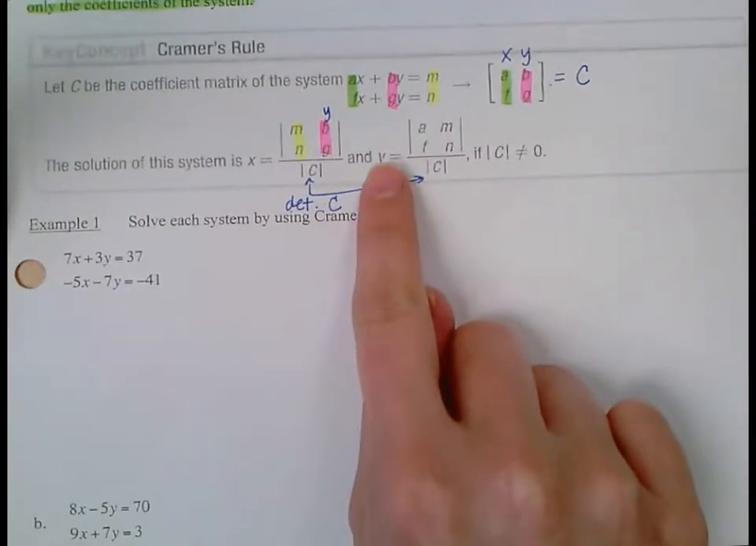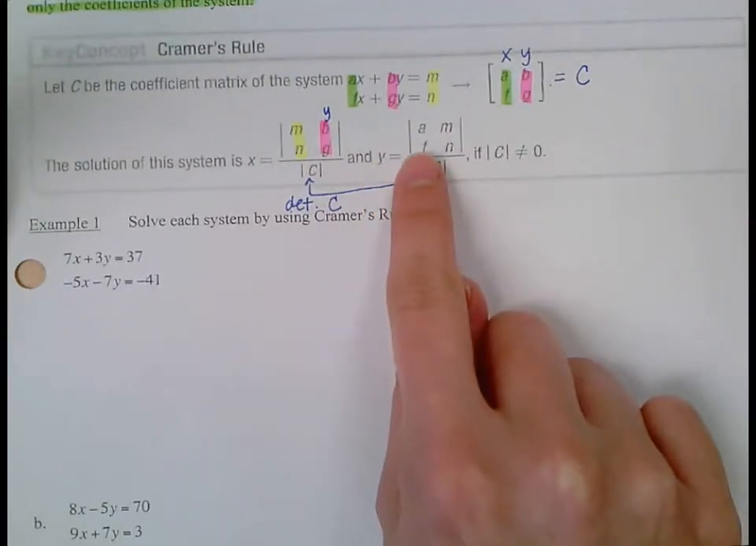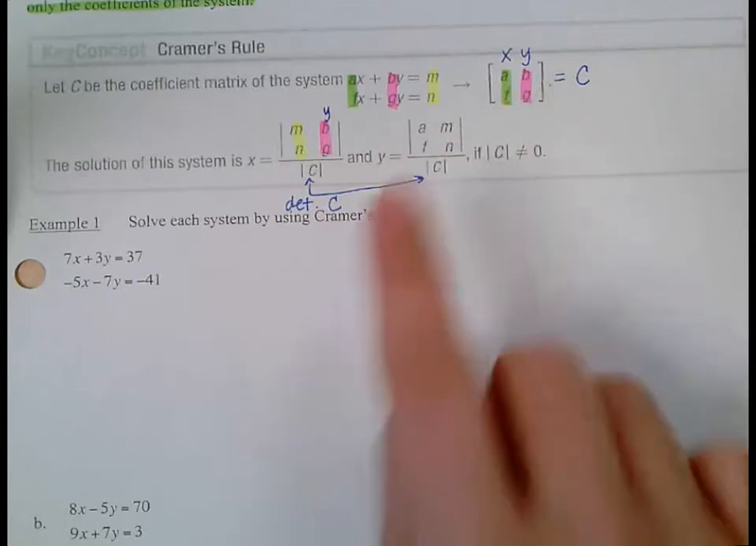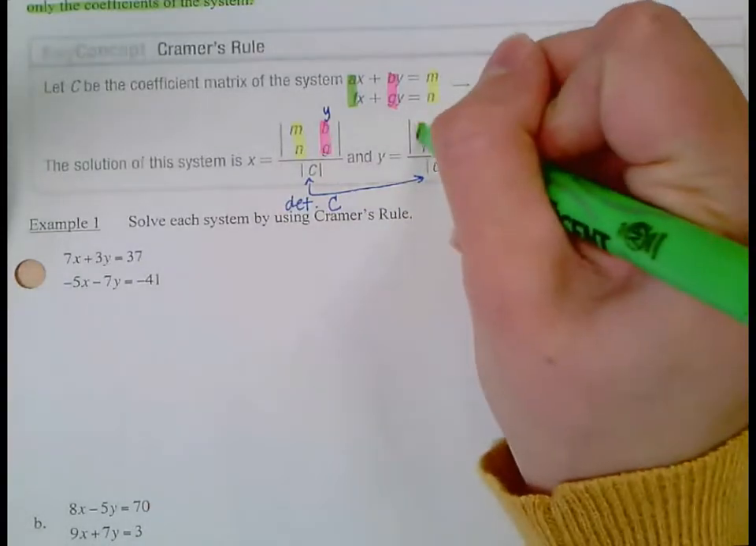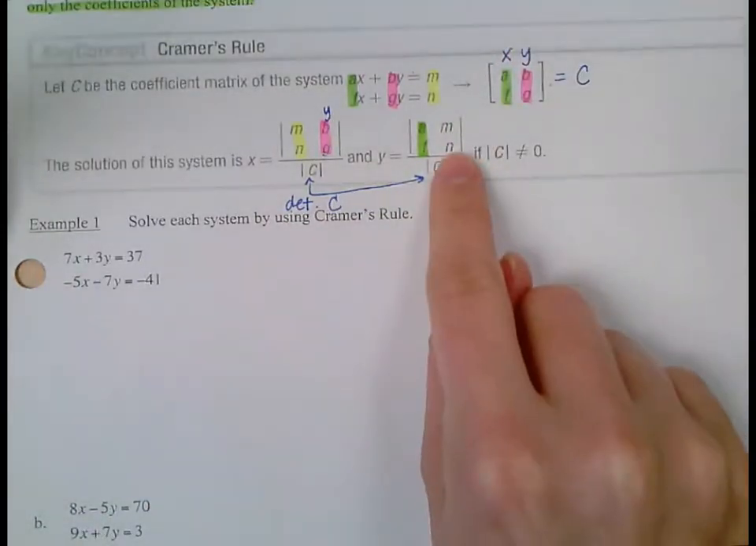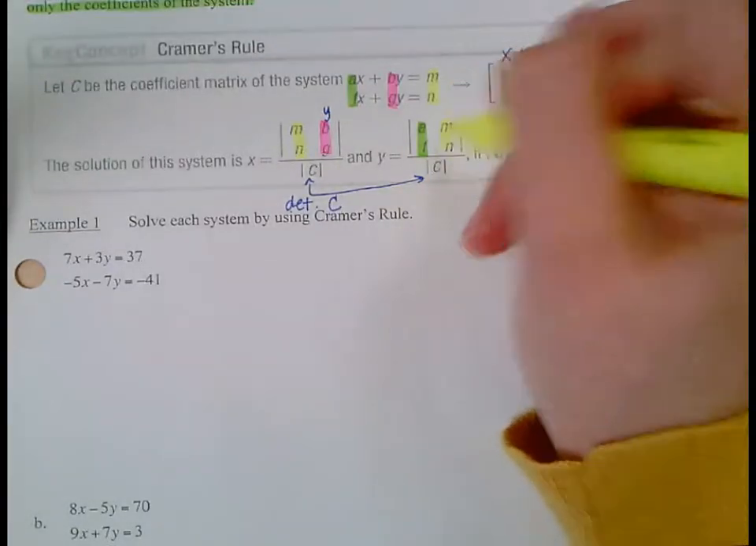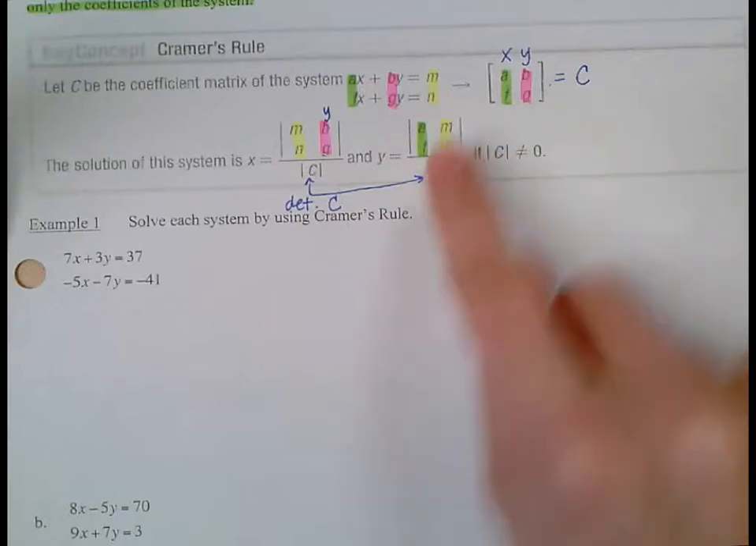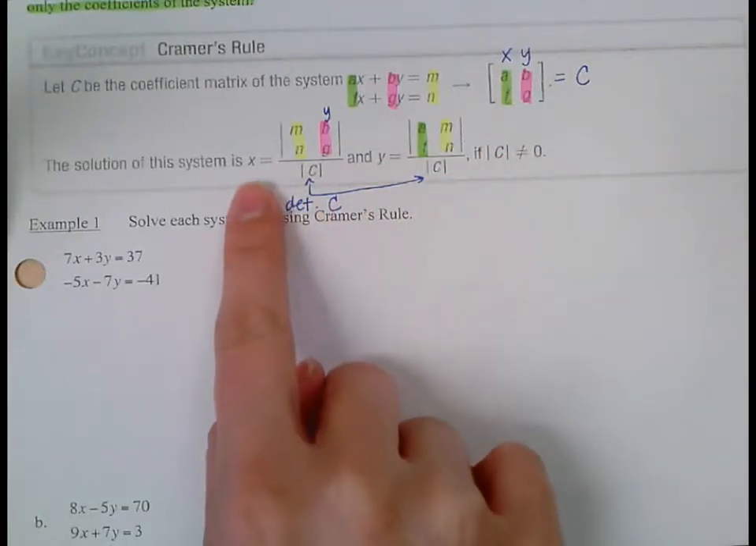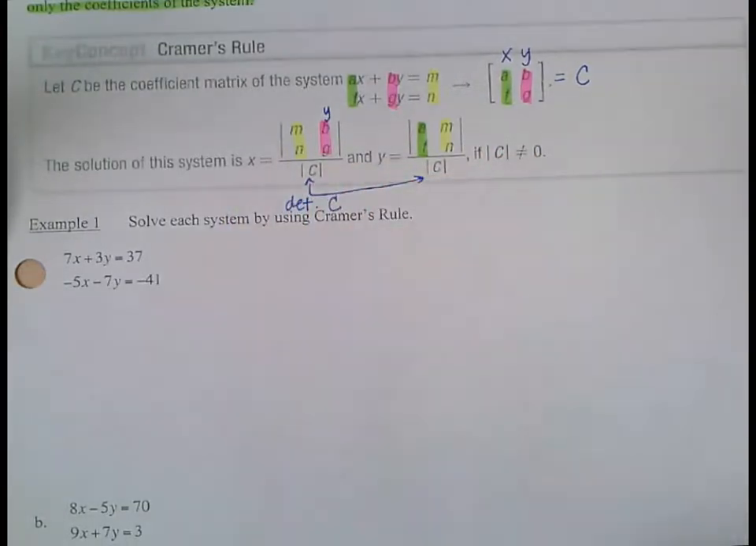And then when you're finding Y, your X column from your coefficient matrix stays the same. But now your Y column has been replaced with your column of constants. So basically, whatever variable you're trying to find, that's the column in your coefficient matrix that you replace with your constants.